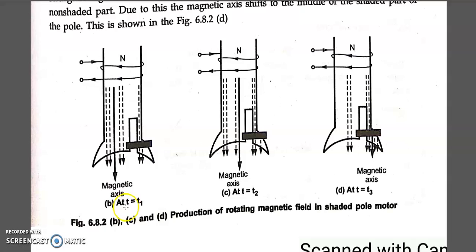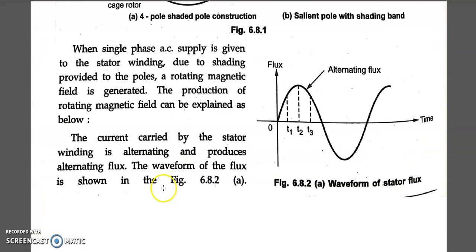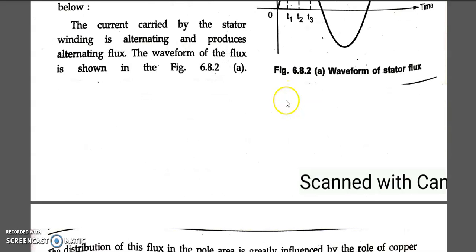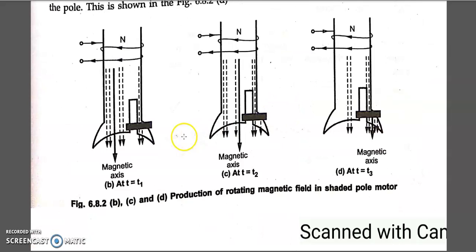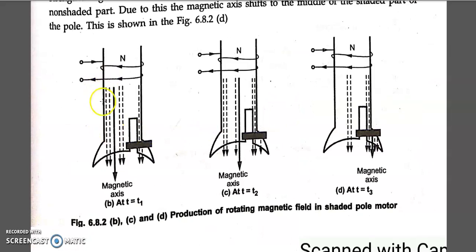So at time t equal to t1, from this part to this part, what is happening is that the flux is increasing. From 0 to this part, yes, the flux is increasing at this particular instant t1. You can see what has happened at t1.